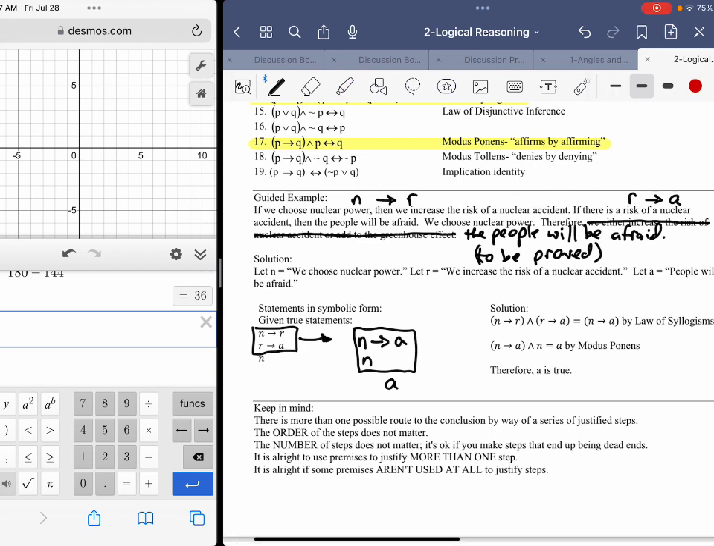All right. So we would conclude A, which we defined as people will be afraid. So this is telling us that if we choose nuclear power, then people will be afraid. That's what this sentence is telling us, because we cut out the middleman of the risk of a nuclear accident. And then we're confirming that we chose nuclear power. So you better believe that people will be afraid.